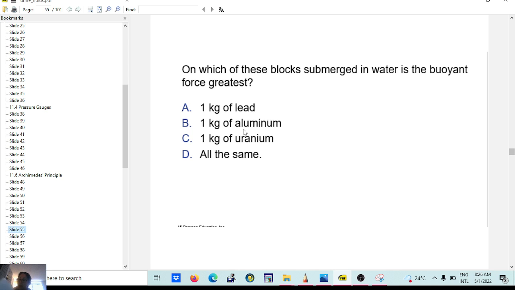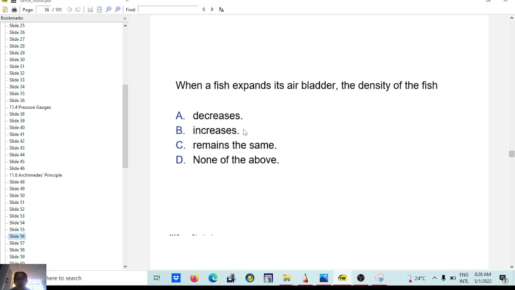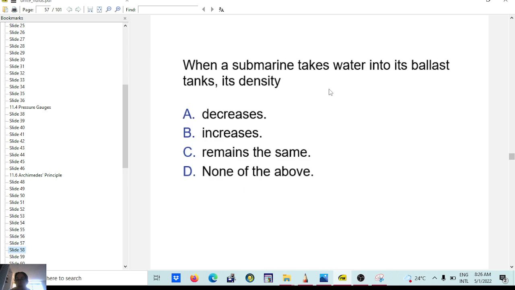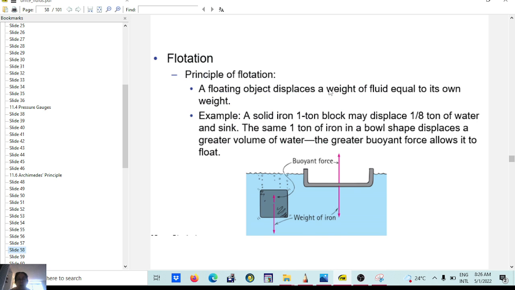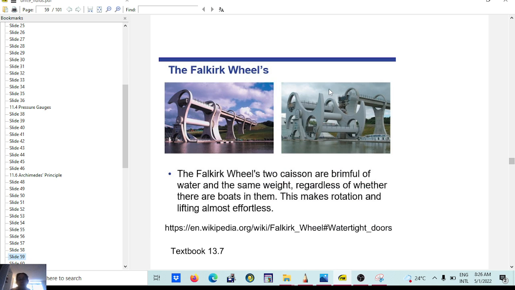It's the story of the king, the crown of the king. So a fish has an air bladder, so it takes air inside or outside. So if it increases the size of its bladder, it decreases the density, so it's going to go up. Okay, so you can read that slide. This is a very cool example. I don't know what is in textbook 13.7. You can look at it.